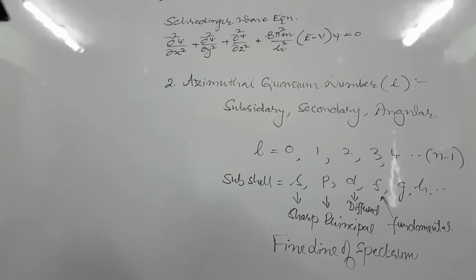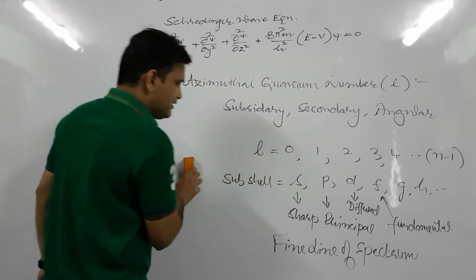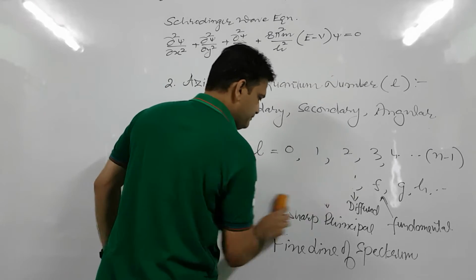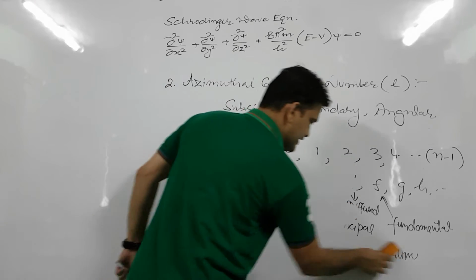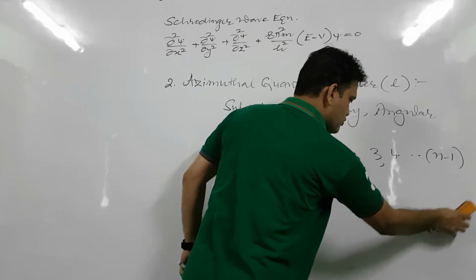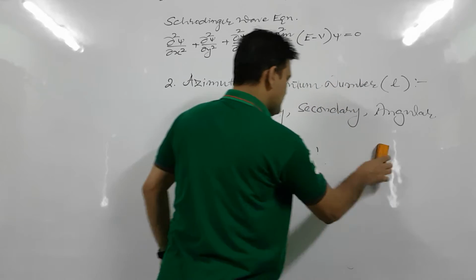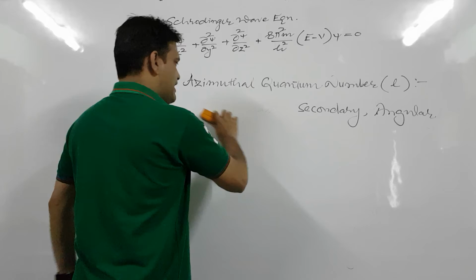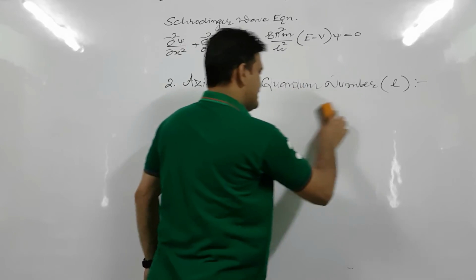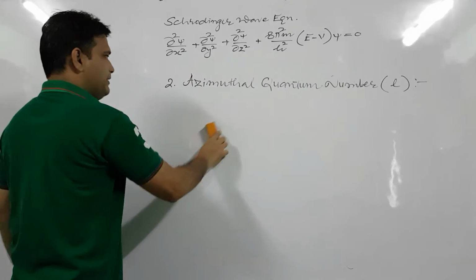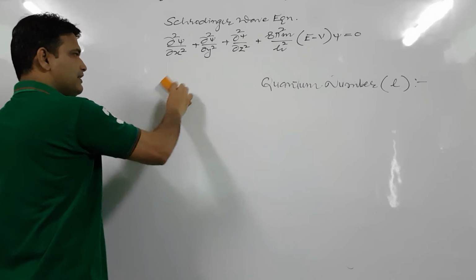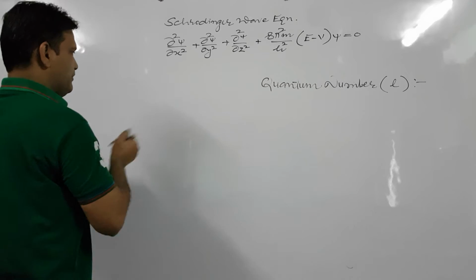And after that, we have third quantum number, which is called magnetic quantum number. And obviously, magnetic quantum number depends upon this azimuthal quantum number.